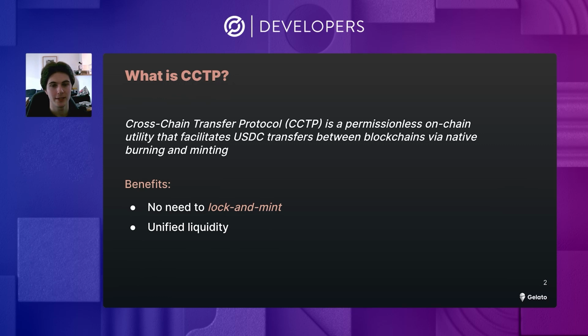First of all, what is CCTP? CCTP is Circle's cross-chain transfer protocol, and it is a permissionless on-chain utility that facilitates USDC transfer between blockchains via native burning and minting. So it's essentially a bridge for native USDC, but unlike traditional bridges, there's no need to lock up tokens on a source chain and then mint synthetic tokens on a destination chain. Rather, we can directly burn USDC on the source chain and then mint native USDC on the destination chain. And this also unifies liquidity because we no longer have synthetic tokens, and we also don't have tokens locked up and fragmented across multiple chains.